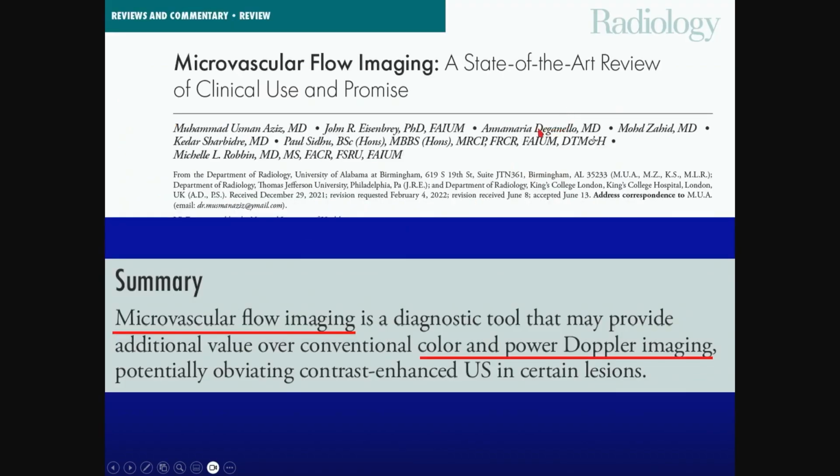In 2022, this review article summarized that microvascular flow imaging provides added value over color and power Doppler imaging, and in some situations, microvascular flow imaging can replace contrast-enhanced ultrasound.